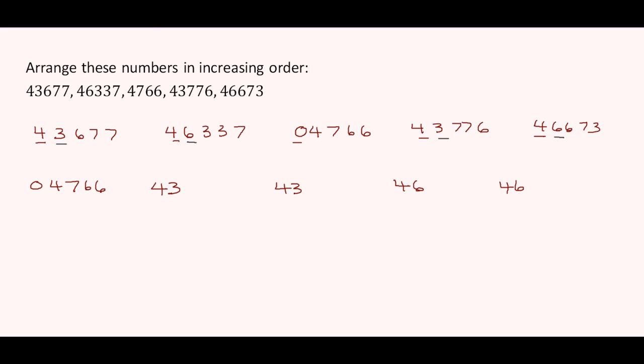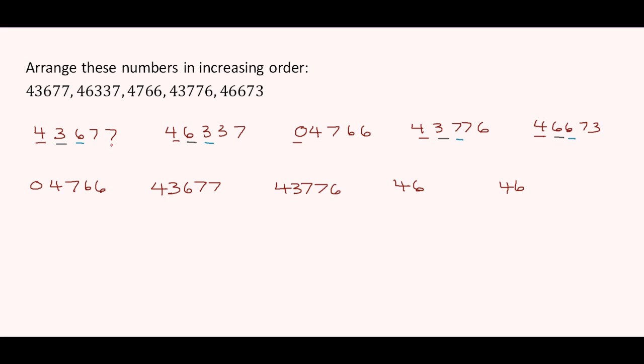Let's go to the third digit. We have 6 here, we have 3, we have 7 here, we have 6. Because our 3s come first, let's examine which one is smaller. Looking at our 3s, we have 6 here and 7 here. So we have 6 and then we have 7. So we can complete the numbers: 43677 and 43776.